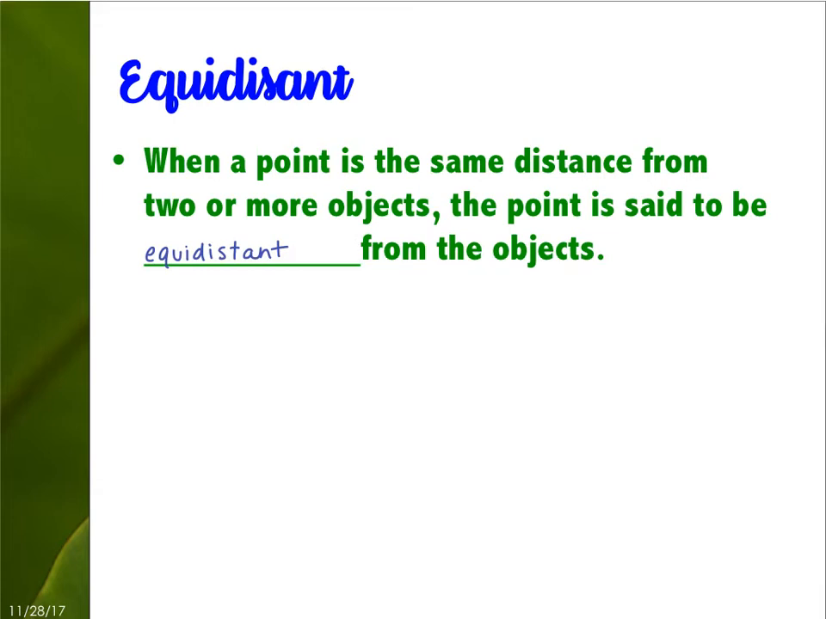When a point is the same distance from two or more objects, the point is said to be equidistant from the objects. So equidistant means that it's the same distance.